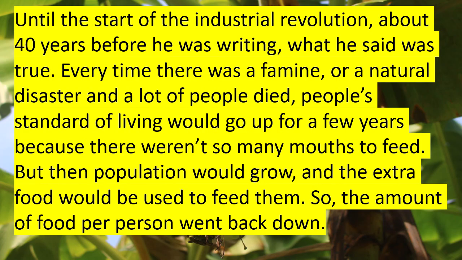Until the start of the Industrial Revolution, about 40 years before he was writing, what he said was true. Every time there was a famine or a natural disaster and a lot of people died, people's standard of living would go up for a few years because there weren't so many mouths to feed. But then population would grow and the extra food would be used to feed them. So the amount of food per person went back down.